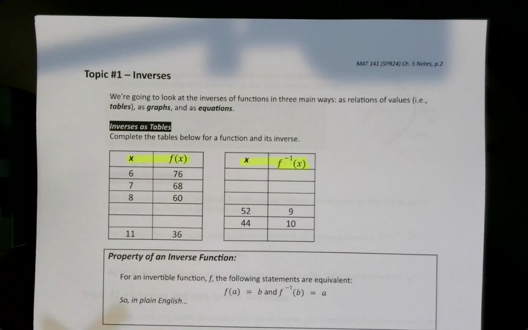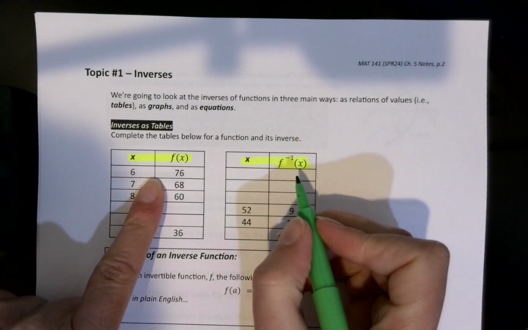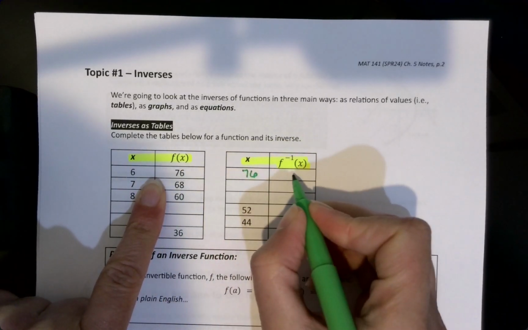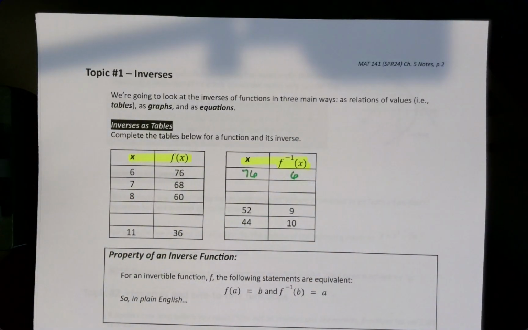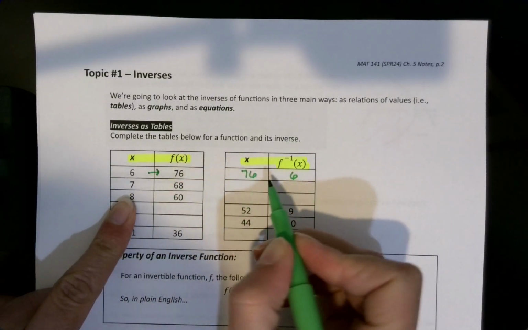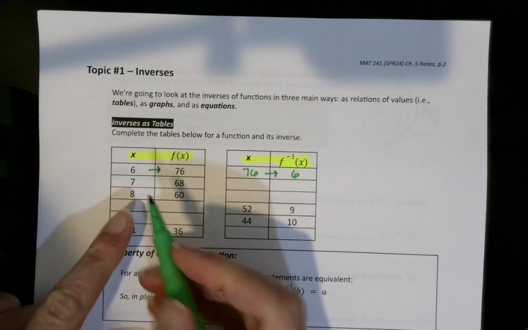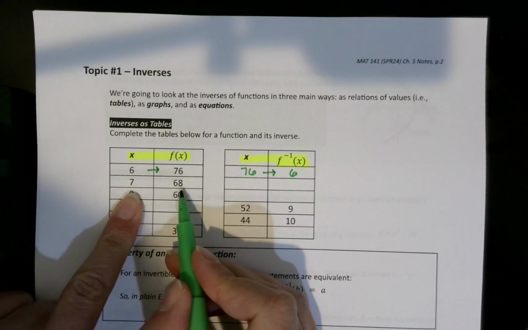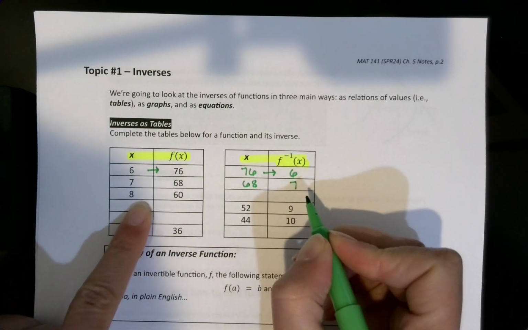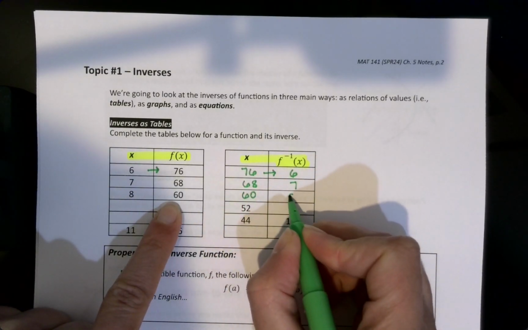In my original function, the x value is 6, and it maps to the output value of 76. So in the inverse, these are going to swap. The input would be 76, and the output would be 6, because the inverse function undoes what the function did. In the regular function, 6 mapped to 76. So for the reverse, 76 is going to map back to 6. If 7 as an input gives an output of 68, then in the inverse function, an input of 68 gives an output of 7. An input of 8 gives an output of 60, so in the inverse, an input of 60 gives an output of 8.